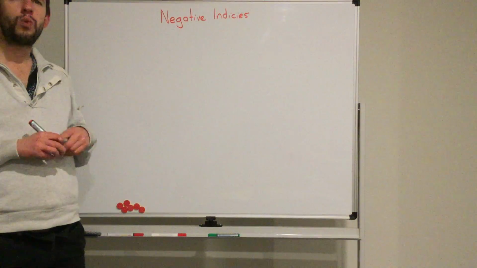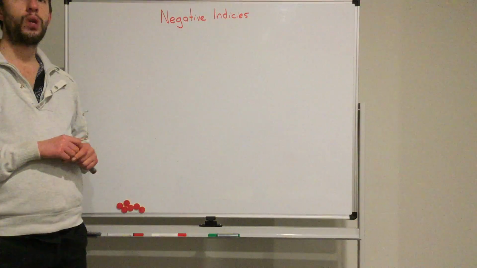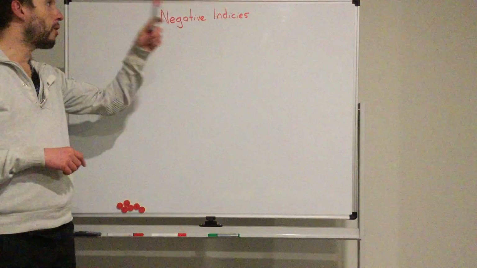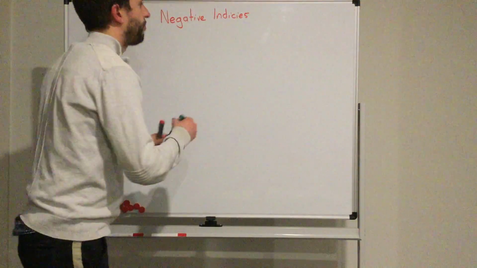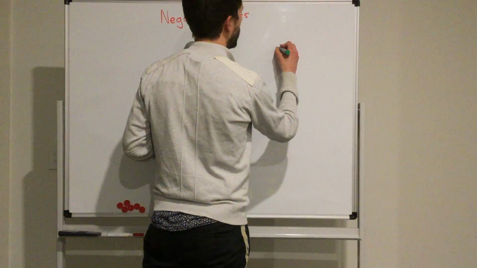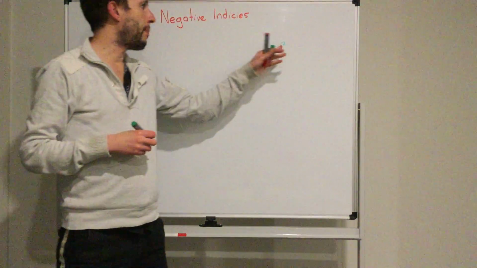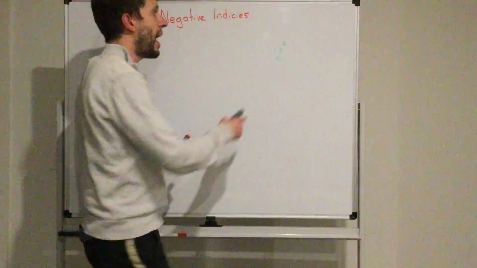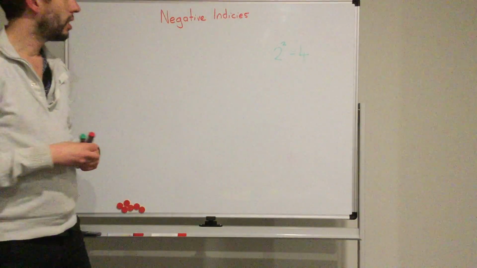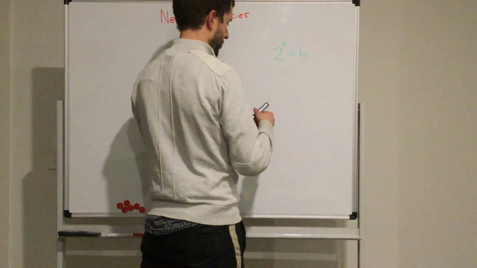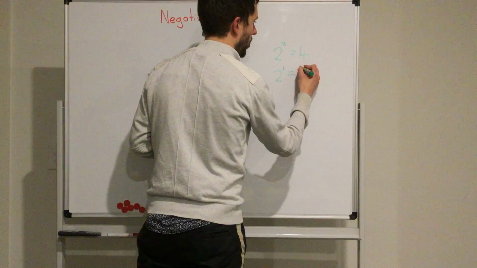So to start off, I just wanted to go over indices with an index of 0 because that will help us to understand negative indices. So we know when we've got 2 to the power of 2, or as our powers get bigger, our numbers get bigger. So 2 squared is 4, 2 times 2. Then when we get to 2 to the power of 1, that's just saying we have 2.